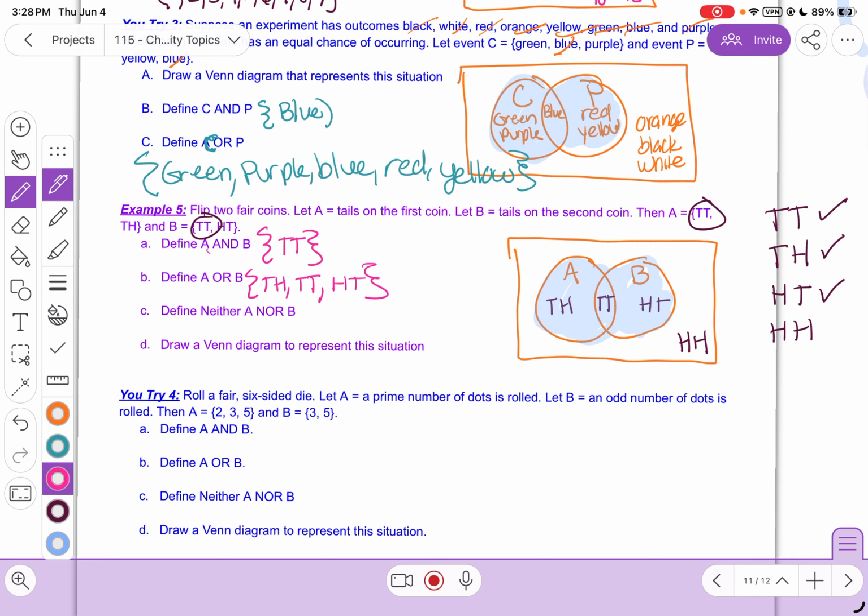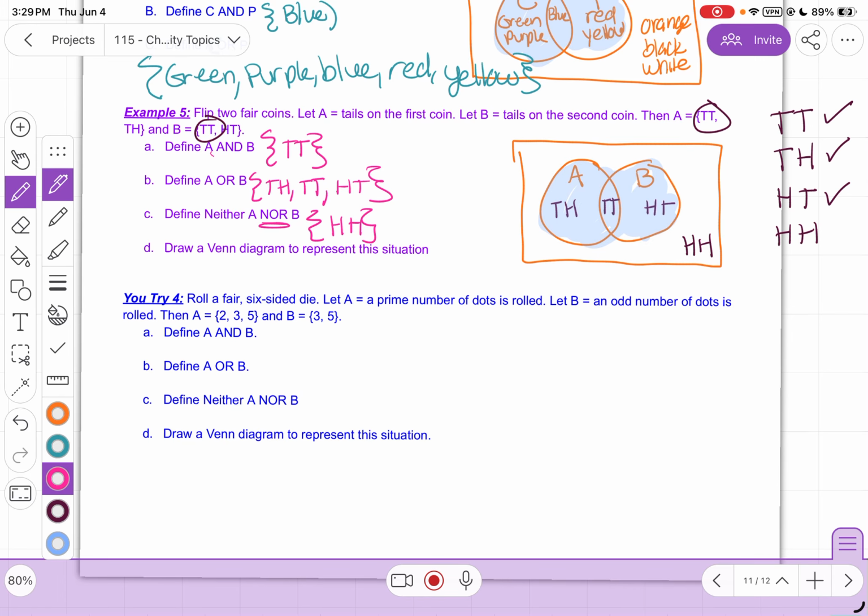A nor B. So nor means neither, so it's not in either circle. So that would be heads, heads. That's what we wrote over here by itself. And then I already made the Venn diagram. Now you could do those in any order, whatever makes your life easier. I just like the visual. Some people would prefer to do the other things and then make the visual. So when you do the you try, you do it in the order that works for you. Pause the video, answer the question, come back and check when you're ready.